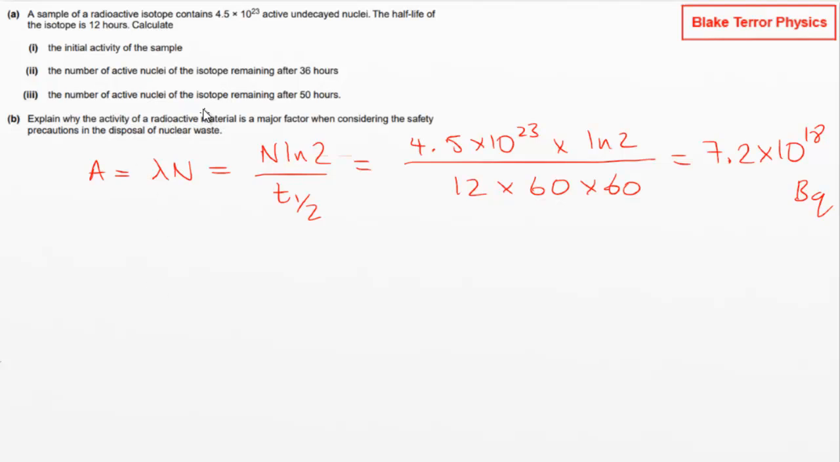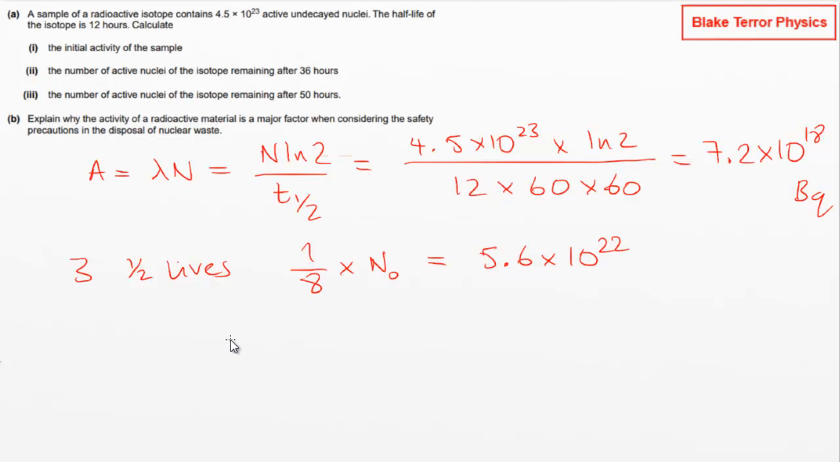The number of active nuclei of the isotope remaining after 36 hours, so that is 3 half-lives. After 3 half-lives, we'll be down to half, a quarter, an eighth. So that is an eighth of what we originally had, which is an eighth of that 4.5 times 10 to the 23. So 5.6 times 10 to the 22.